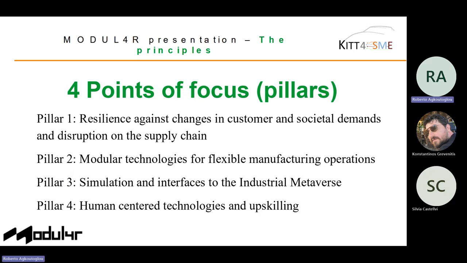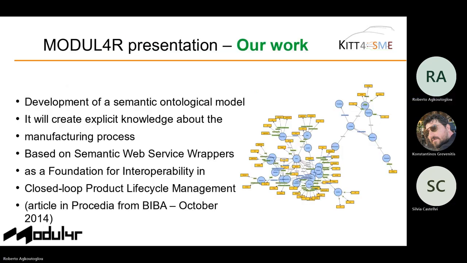Now, about our work. Holonix has the responsibility of developing a semantic ontological model, focusing on creating explicit knowledge about the manufacturing process lifecycle, like the placing of an order, design, the suppliers which are going to be involved, the planning, the production of a product, and the whole phases. Well, everything that you can think of in the industrial sector.